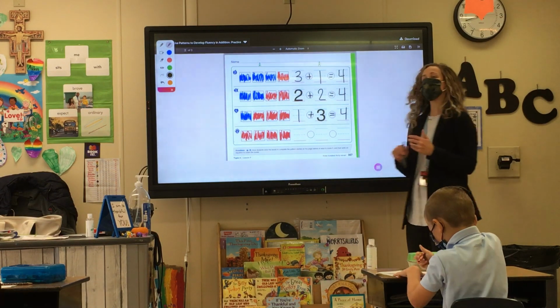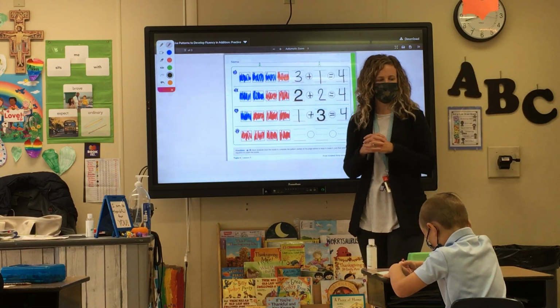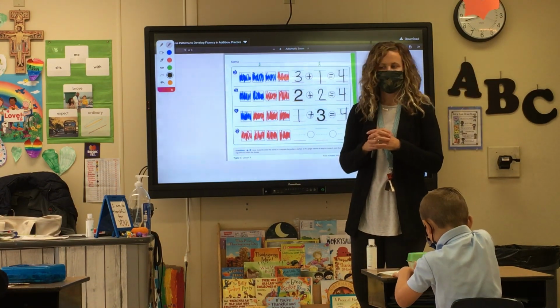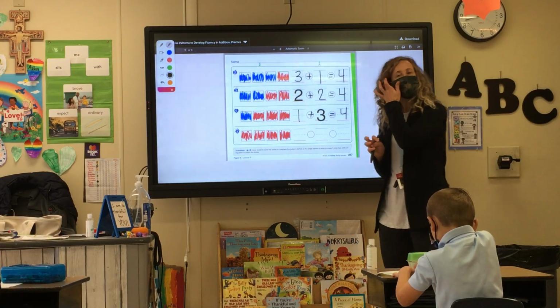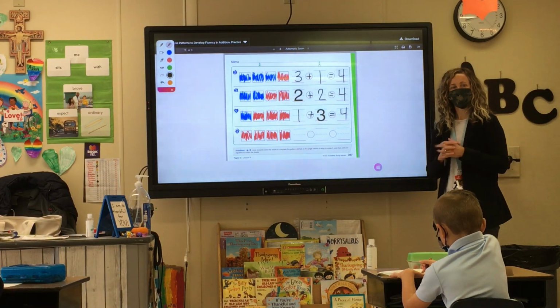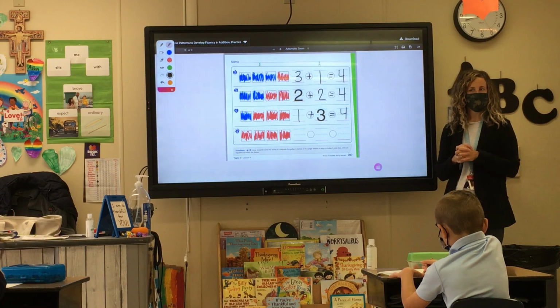Okay, so if all of them are red, I'll give you a minute to color those in. Give you a couple seconds here. All right, what would my equation be then? What's my equation going to be?